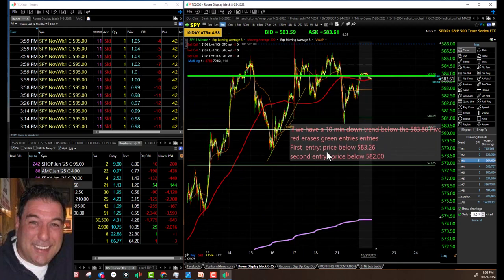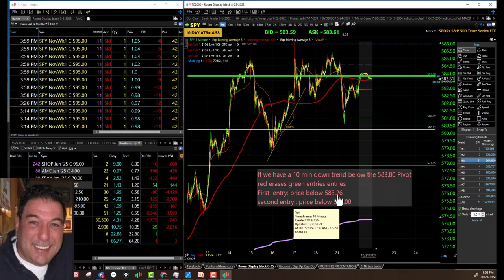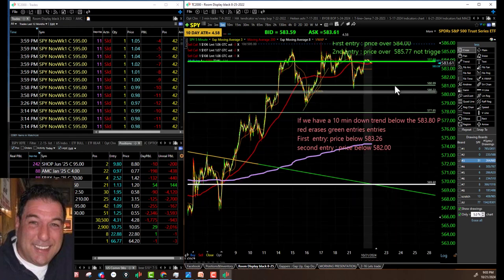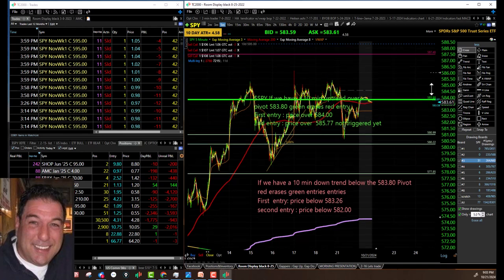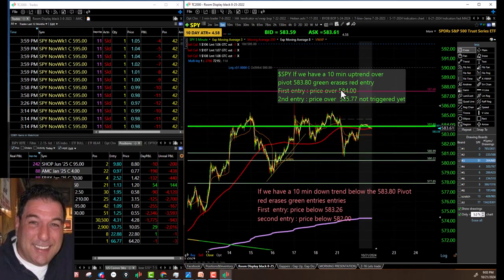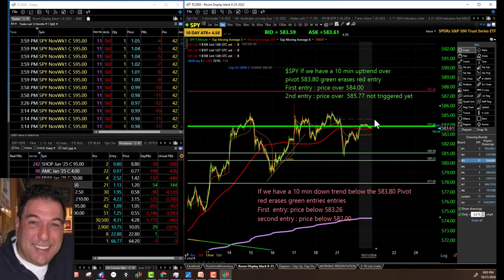You get one of these. This is for the red entries right there. If we have a 10-minute down, this is always on the screen. Below 583.50, first entry right there. See, I'm even showing you where the entry is. Second entry below 582. And then here's the green. So you get to see it all. Like right here, I map it out for you so you know where it is, green erases red, that I would enter. Right there. See, this one never triggered.